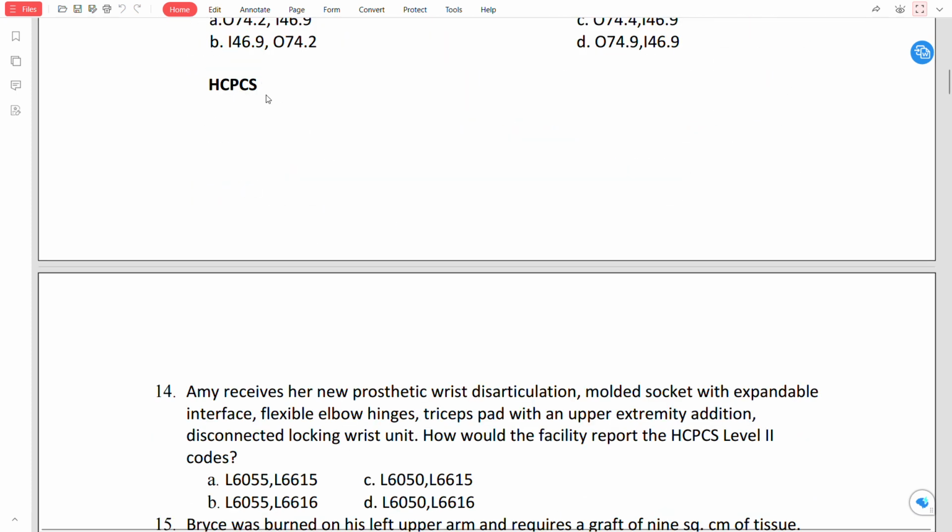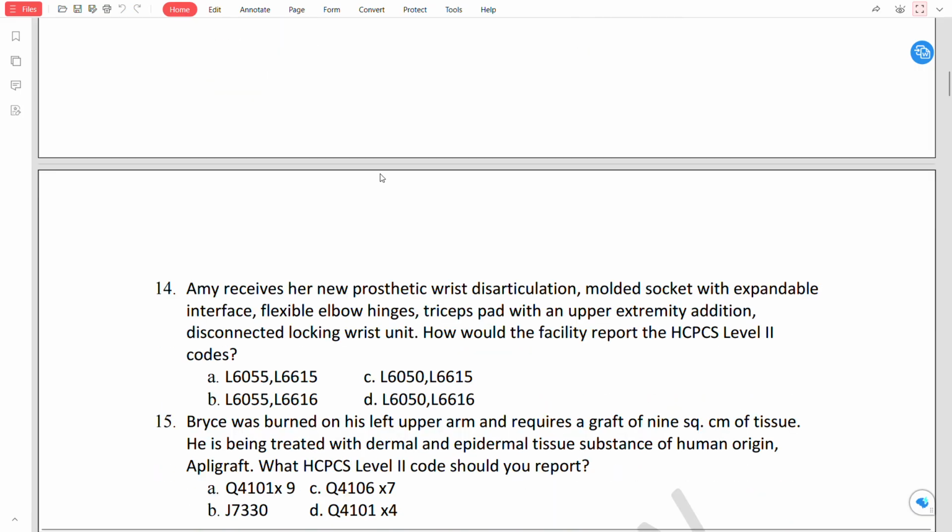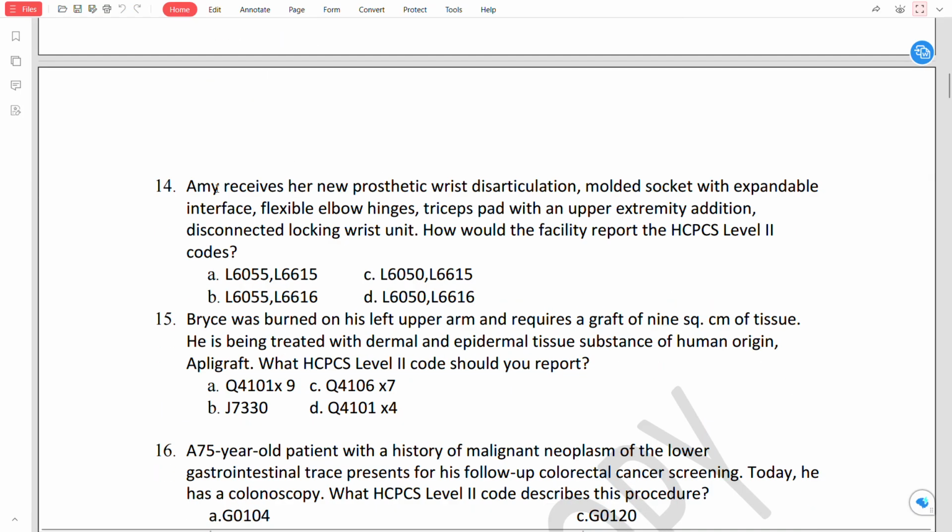Next is the HCPCS session. 14th question. Amy receives a new prosthetic wrist disarticulation molded socket with expandable interface, flexible elbow hinges, triggered span with an upper extremity addition, disconnected locking wrist unit. How will the facility report the HCPCS level 2 codes?